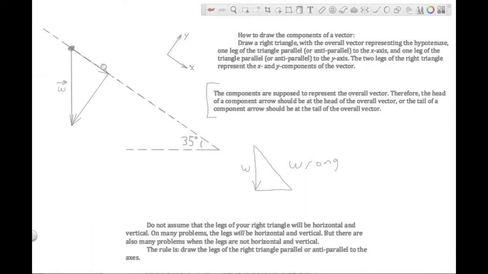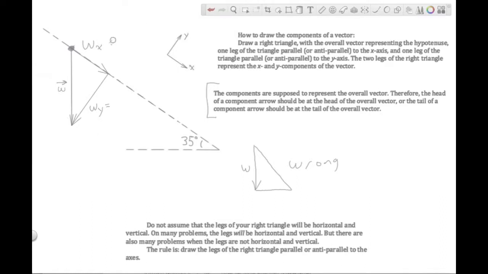Now remember, every vector arrow needs a label, so we need to show that this side is w sub x, and this side is w sub y. How do I know those are the right labels? Well, remember, this side was the one that was parallel to the x-axis, so it's the x component. And this side is the side that, as it turns out, is anti-parallel to the y-axis, so it turns out to be the y component.